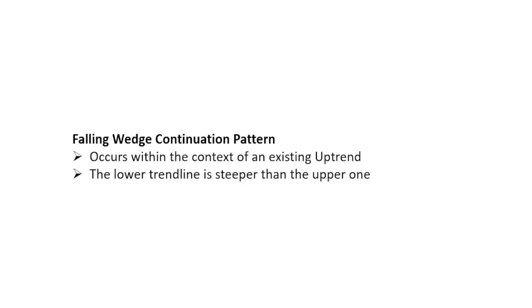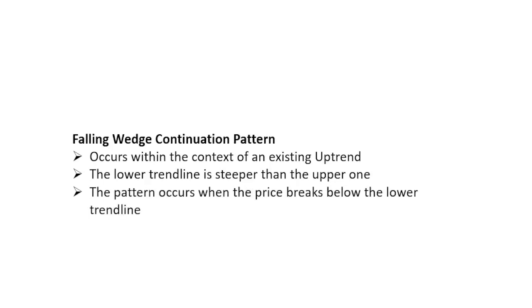So we said the falling wedge continuation pattern occurs within the context of an existing uptrend, not downtrend. The lower trend line is steeper than the upper one. The pattern is completed when the price breaks below the lower trend line. Okay, so let's move on to our next pattern.